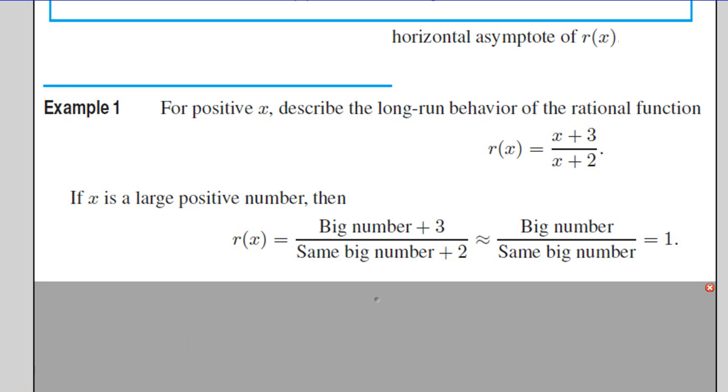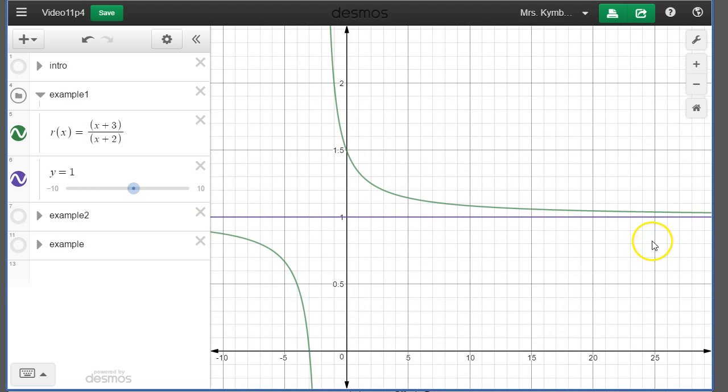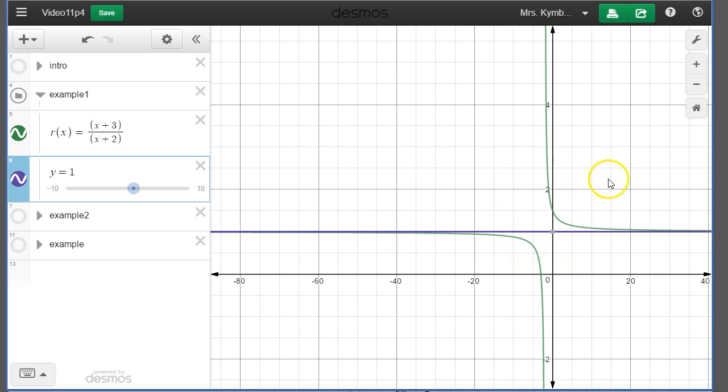Let's take a look at the picture right quick. So here's the example of the function for x being very large positive values. And as you can see, it never crosses the horizontal line y equals 1, not only on the positive side, but also on the negative side.